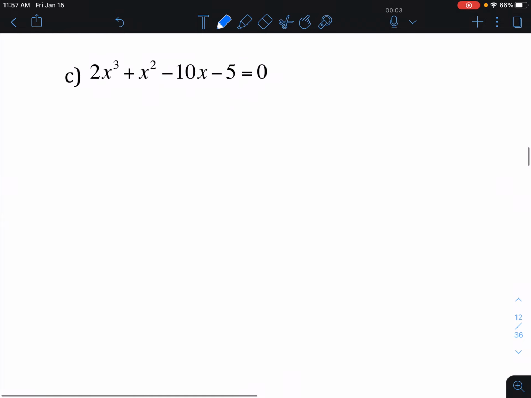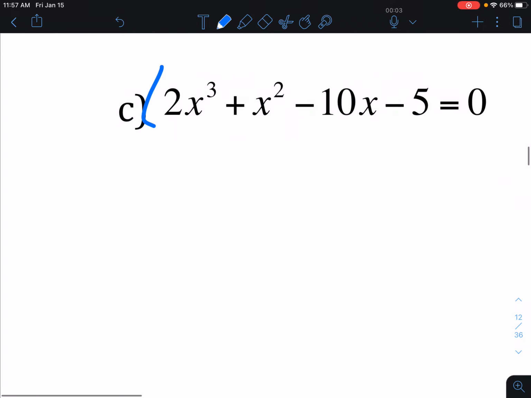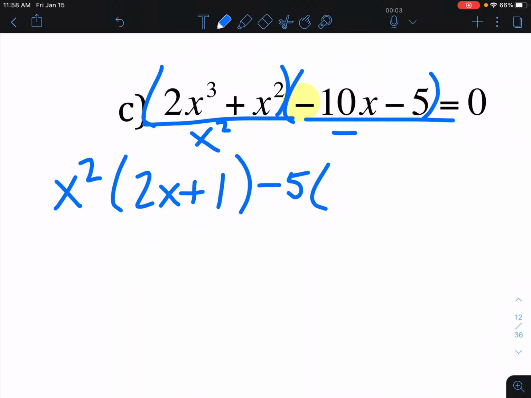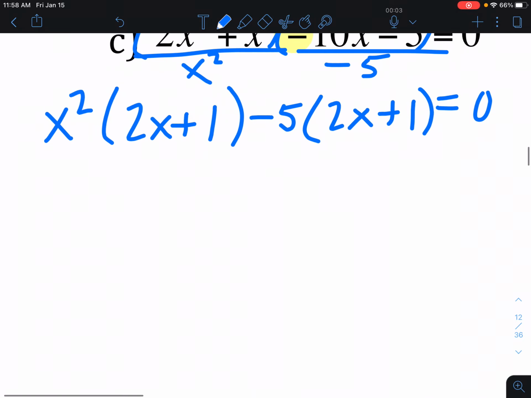All right, another one. Factor by grouping. GCF of the first group is x squared. Divide by x squared to have 2x plus 1. GCF of the second group, got to be careful, starts with a negative. So negative 5. So that will divide to have 2x plus 1. Let's rearrange them.